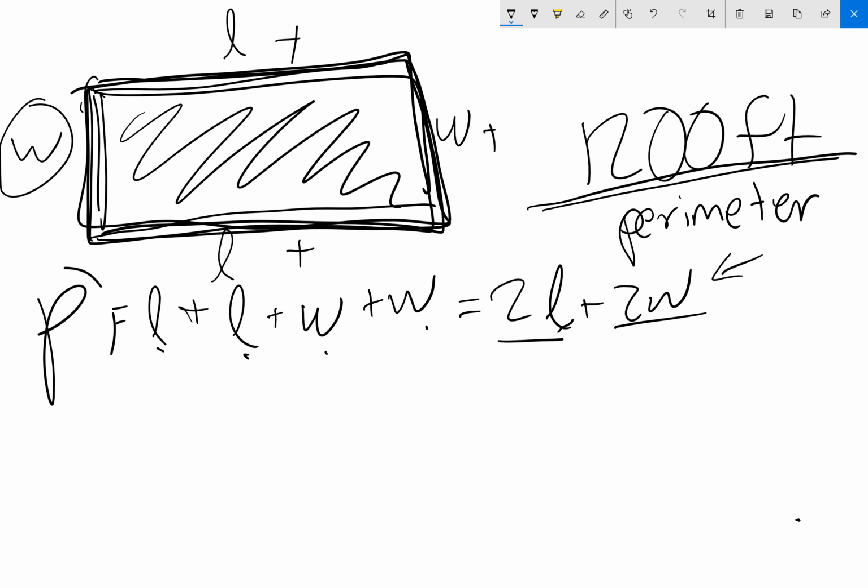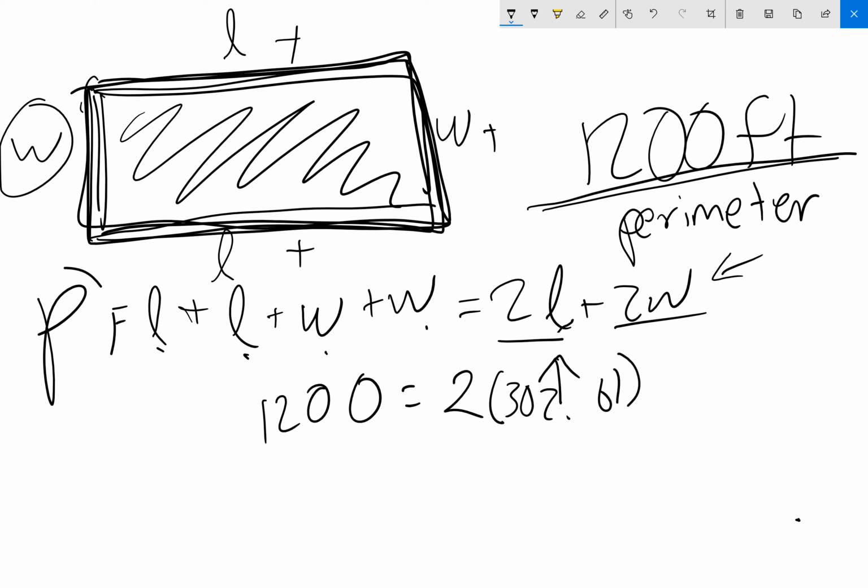What is the width of the field if the length is 302.61 feet? Okay, don't let that freak you out. It's the same exact thing. We know that our perimeter is 1,200. We know that our length is 302.61, and then we just solve for W as we did before.